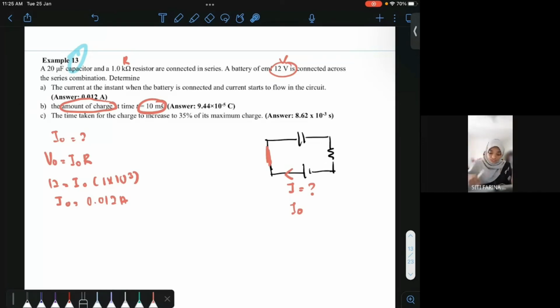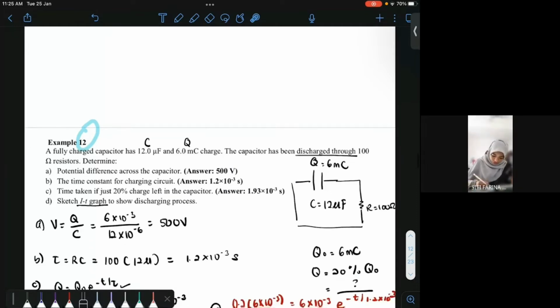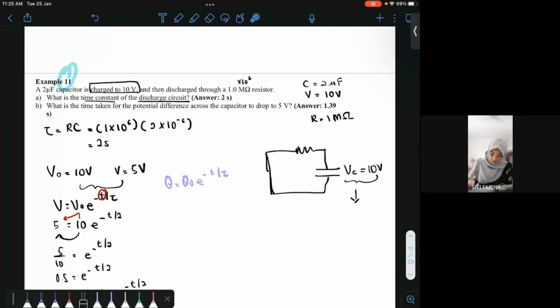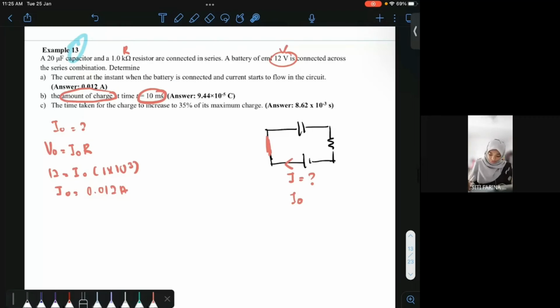Kalau kamu perasan, case yang sebelum-sebelum ni dia mention contoh ini fully charged and then dia kata capacitor has been discharged. Kita tengah discharge dia. Maksudnya you dah remove battery yang ada. What is left is capacitance and resistor, you're going to discharge. Ini proses discharging. Begitu juga soalan sebelum ni, dia cakap discharge through 1 mega ohm. So kita tahu example 11 dan 12 adalah discharging.